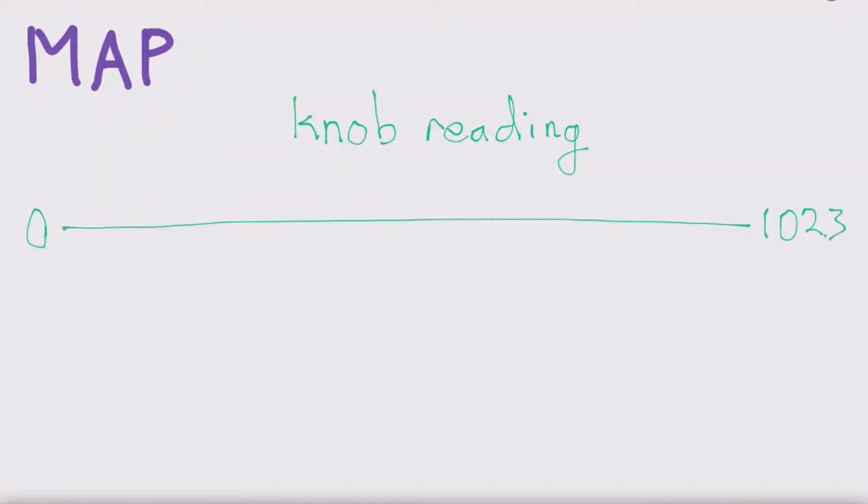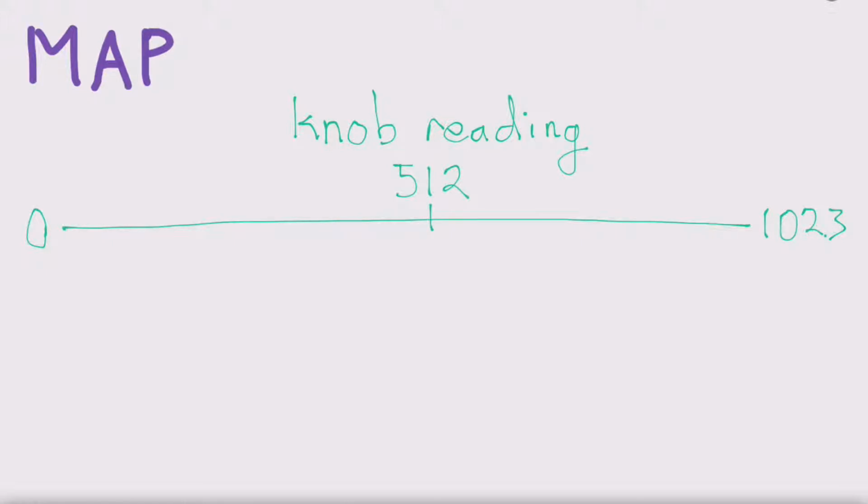So what's this map function and how does it work? We'll explore it through an example. Let's say we have a knob reading. We know that knob readings can be between 0 and 1023. Let's say that the knob reading we have now is 512, which is halfway between 0 and 1023.